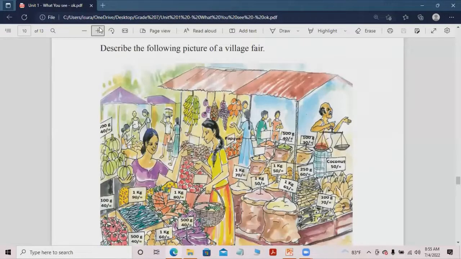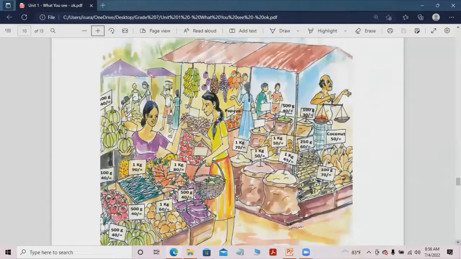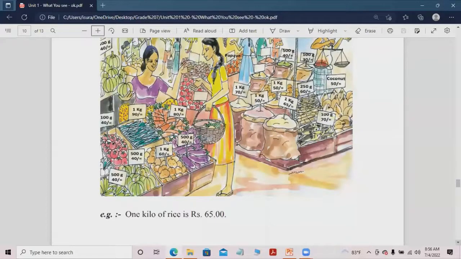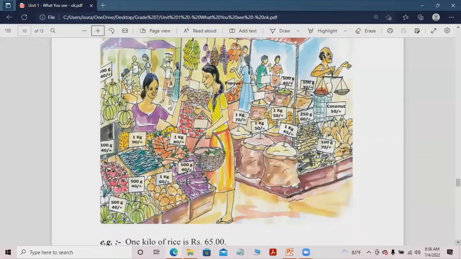And this one. Describe the following picture of a village fair. ඔන්න ගමේ පොලක් තියෙනවා මේ picture එක describe කරන්නලු. So there is an example given. 1 kilo of rice is 65 rupees. Right? 1 kilo of rice is 65 rupees. You can use other sentences also. And you have to mention the price of everything.